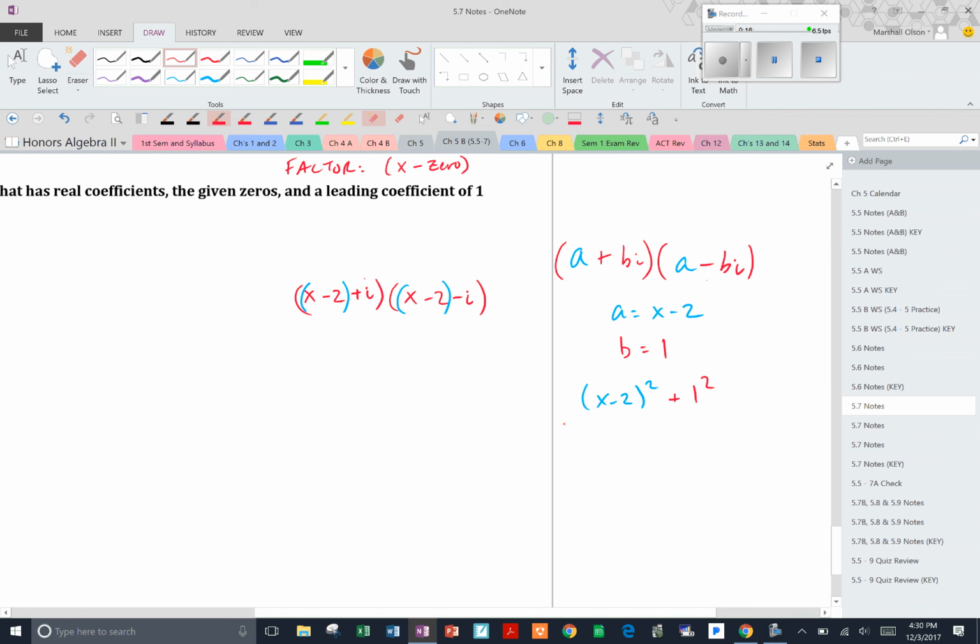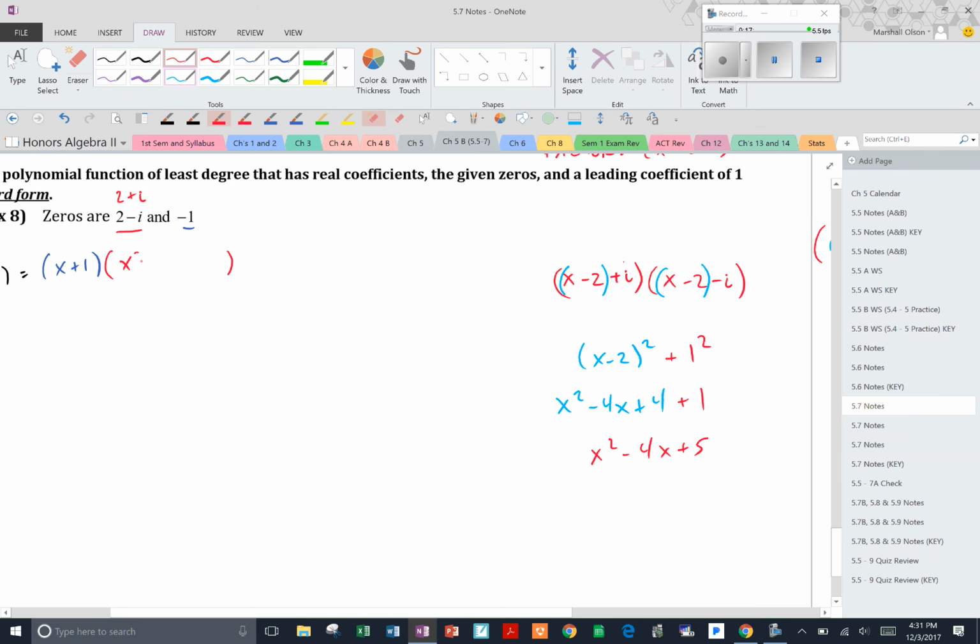That's what that's going to FOIL out to, always. So this becomes x squared minus 4x plus 4, and then we have plus 1. So all together, now I can combine the 4 and the 1, we get x squared minus 4x plus 5. I'm going to come back over here and put that in as what I get when I multiply the factors of those two zeros together.